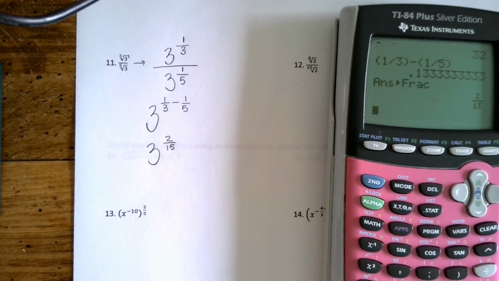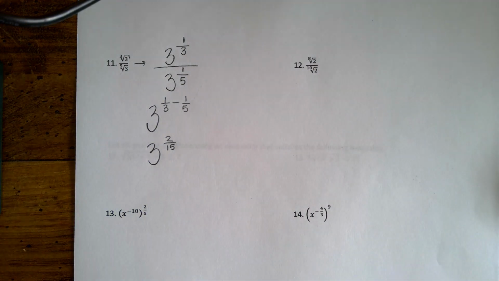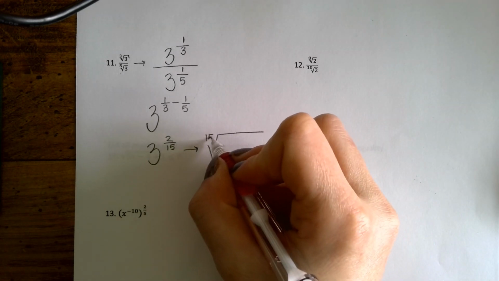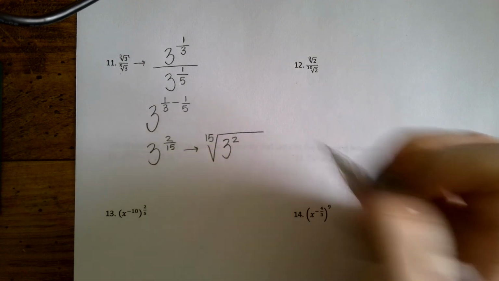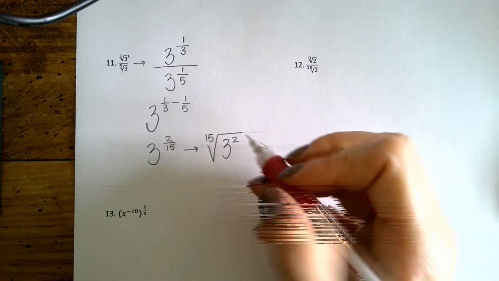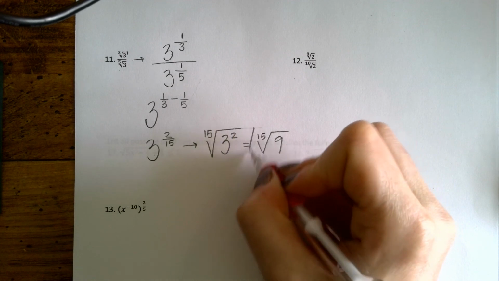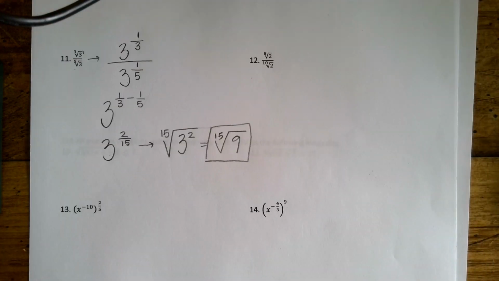I always want to make sure that my answer matches my problem. Because my problem started with square roots, my answer should also have a square root. So I'm going to change this back into radical form. The denominator becomes my index, and 3 squared will stay on the inside. The last thing that I can do here is reduce. 3 squared is the same thing as 9. Go ahead and take a minute to try number 12.